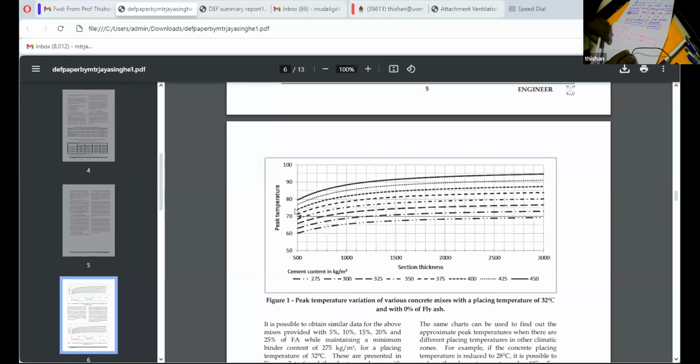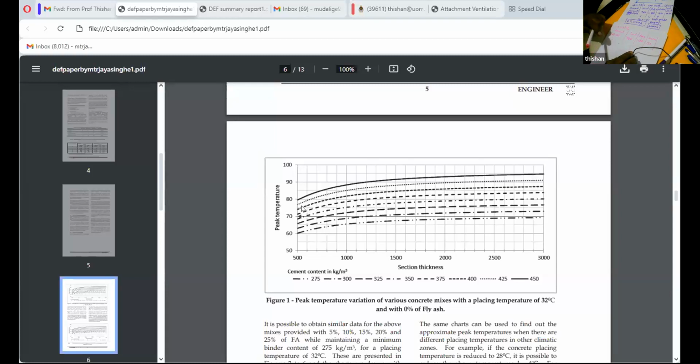Just look at here. Something like 26 degrees will be here. And using the chart you are referring to, if you reduce the placing temperature to 26, you can go up to a 600 section without any fear of DEF. Is that clear? Even somebody else can answer. Is that clear? Yes, sir.